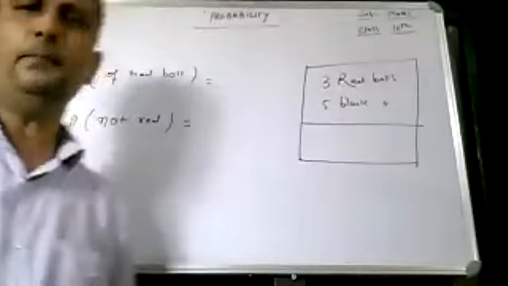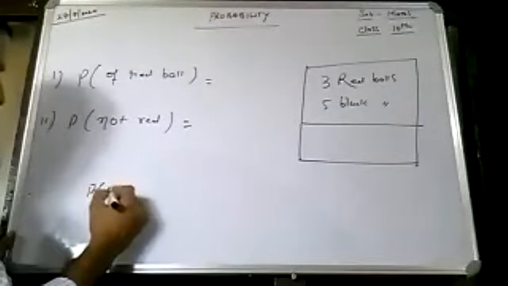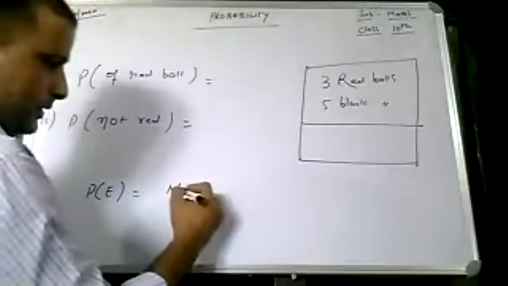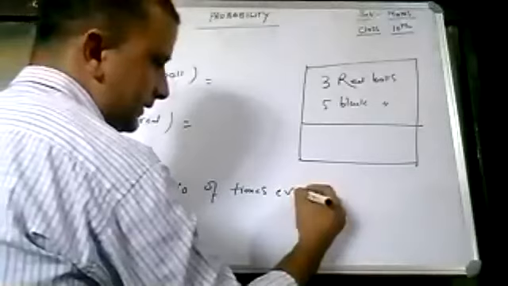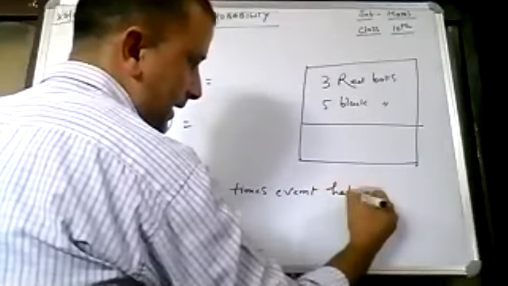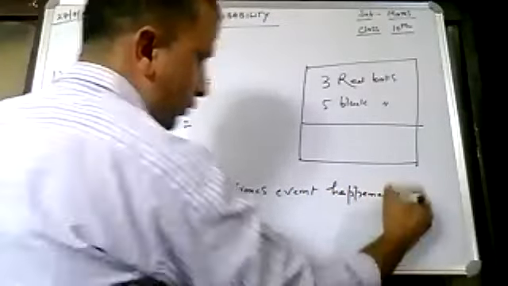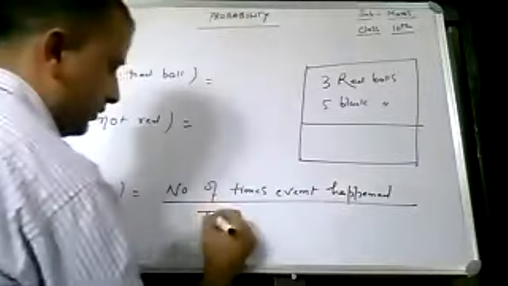So class, when I started this lecture, in the beginning of this chapter, I gave you the definition of probability: that probability of an event E is equal to the number of times the event happened divided by the total number of times. Okay?